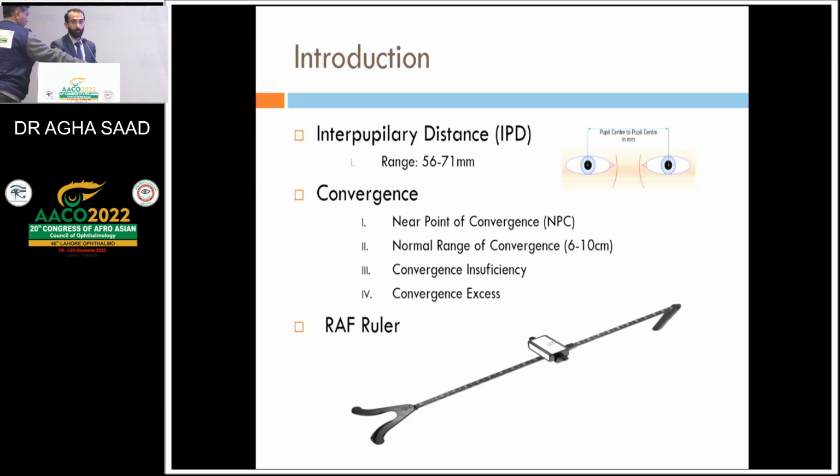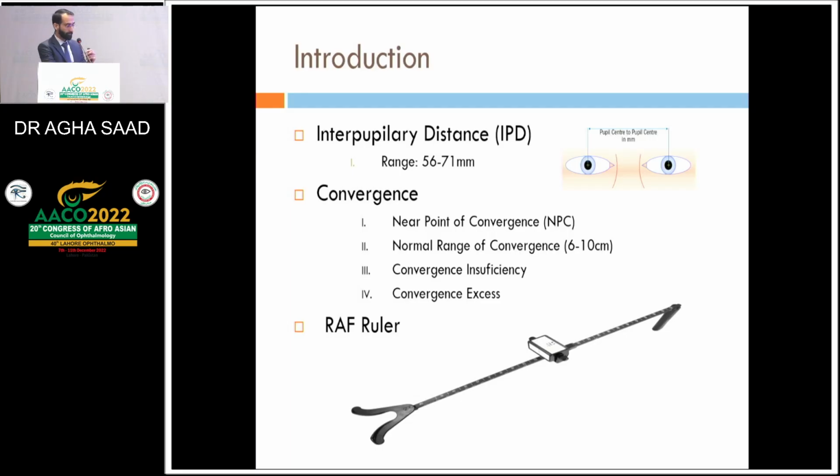Interpupillary distance is the horizontal separation between the centers of both eyes, usually measured in millimeters when the head is looking straight at infinity. The normal range of interpupillary distance is between 56 to 71 millimeters. When both eyes simultaneously move nasally in order to maintain binocular single vision when looking at a close object, it is known as convergence. Before discussing the near point of convergence, let me discuss the RAF ruler.